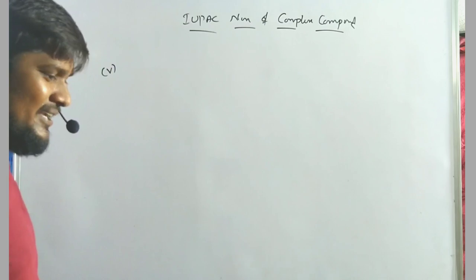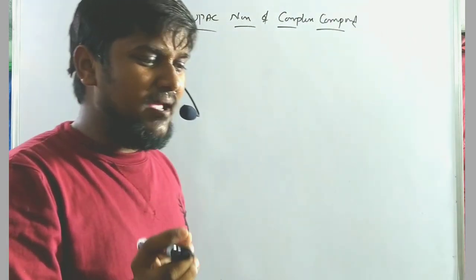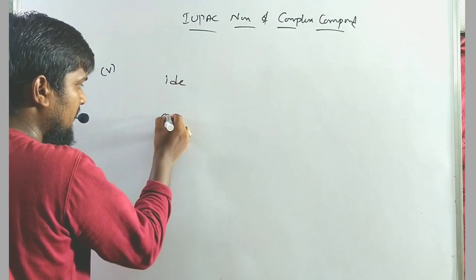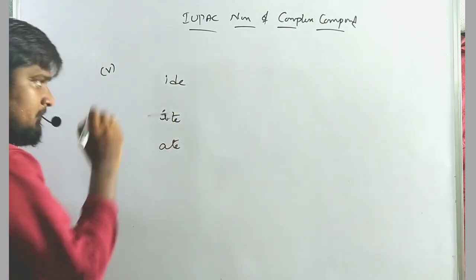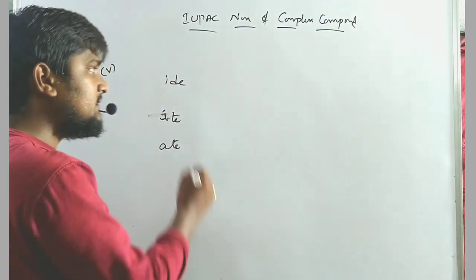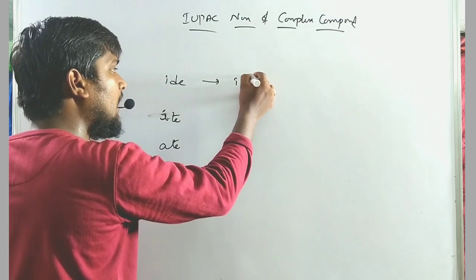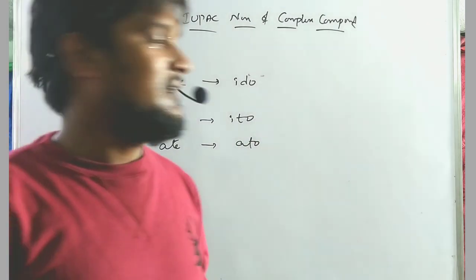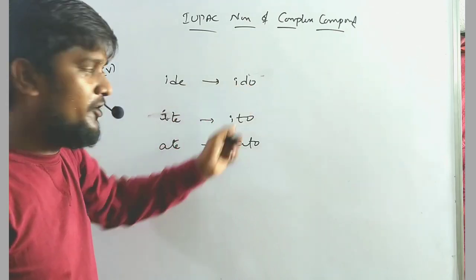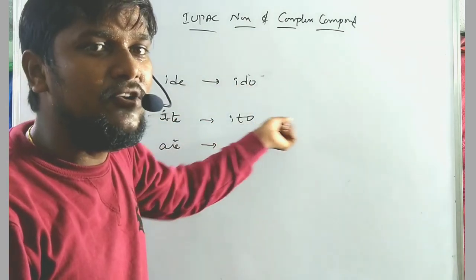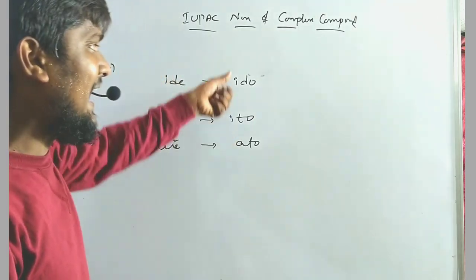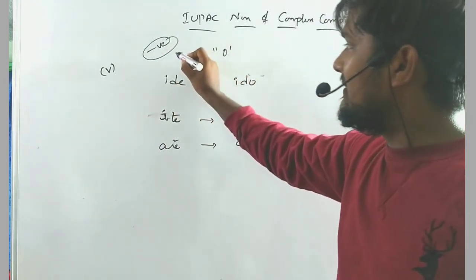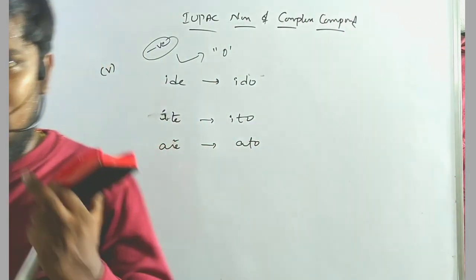Fifth rule about ligands: if the ligand name ends with ide, ite, or ate, we use o. Like hydride ends with ide, so this type of ligand ends with o: ido, ito, ato. Like hydride, hydrido; sulfite, sulfito; sulfate, sulfato. So here the ligand name ends with o. Whenever it is a negative ligand, the nomenclature of the ligand ends with o.